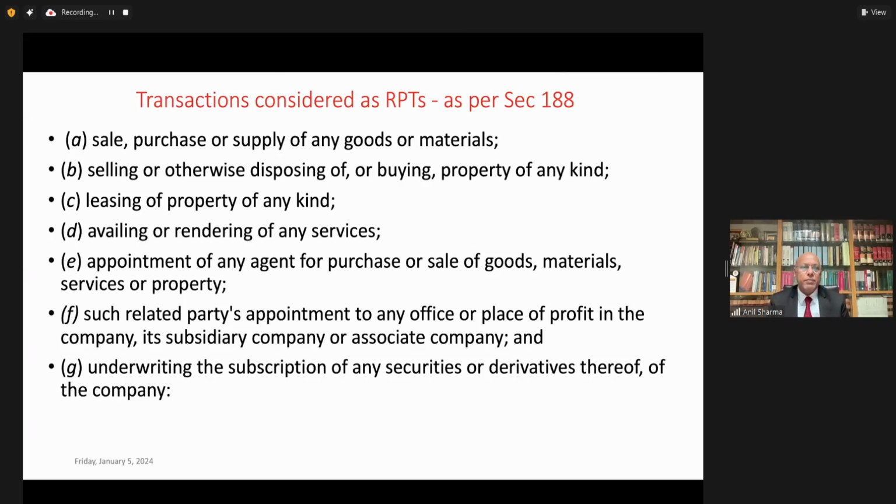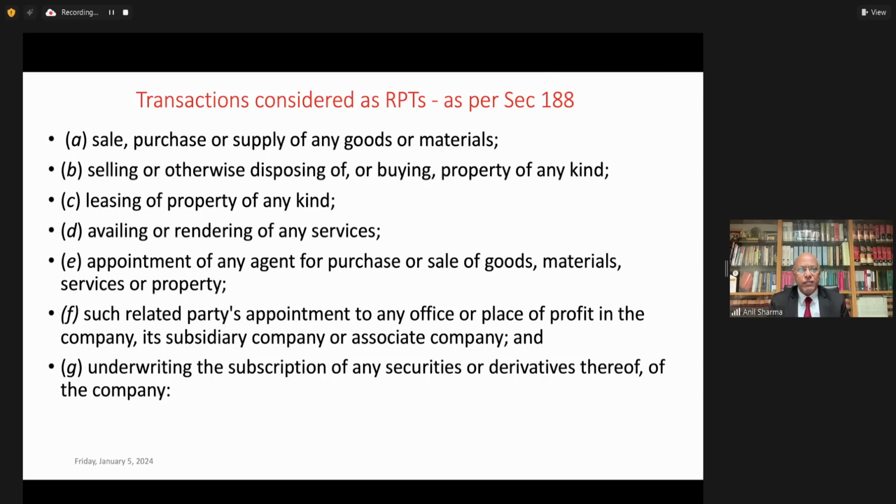entered into with a related party with regard to sale, purchase, or supply of any goods or materials, selling or otherwise disposing of or buying property of any kind, leasing of property of any kind, availing or rendering of any service. So it means supply of goods and materials, rendering of any service, availing of any services, and leasing. Leasing is a very important one, and sometimes we really miss this. So please be careful about this also.